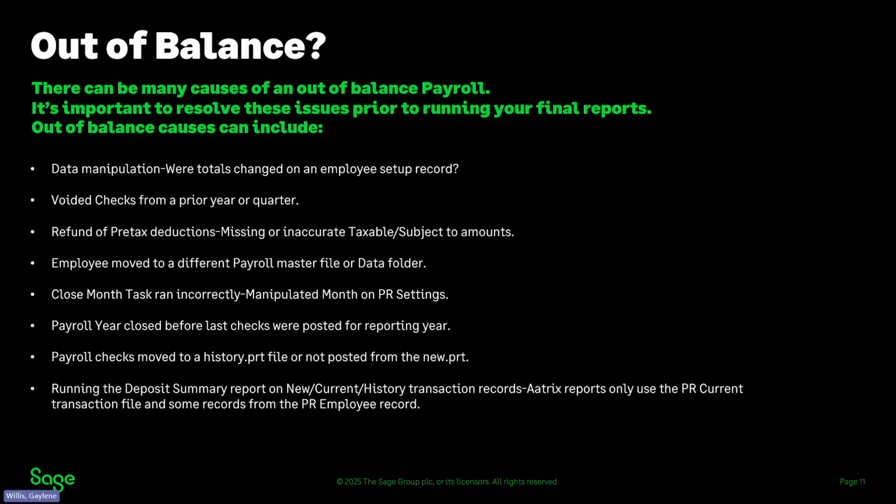Did we have a situation where we refunded a pre-tax deduction? There is a definite process to go through when you're refunding a pre-tax deduction to build the taxable and subject to values back to what they should be. It's not a matter of just going in and putting in a minus amount on a check for that pre-tax deduction. So that is something that can cause your taxable and subject to totals to be less than what they should be.